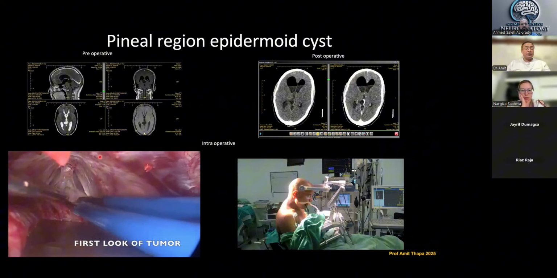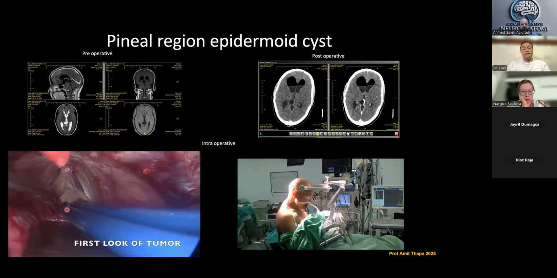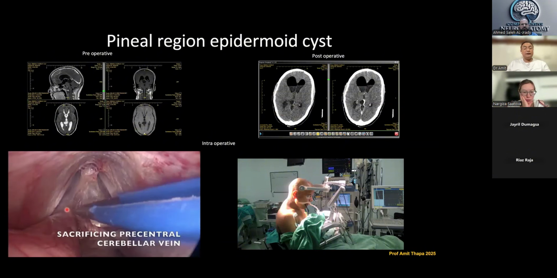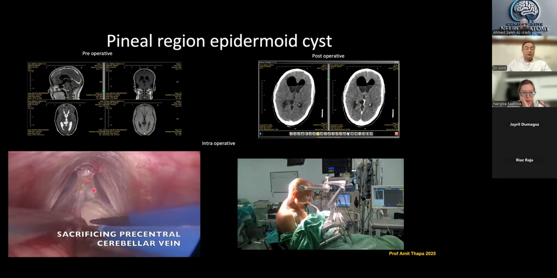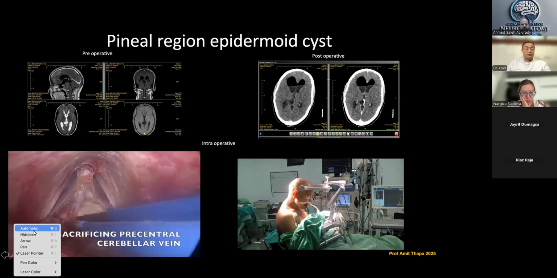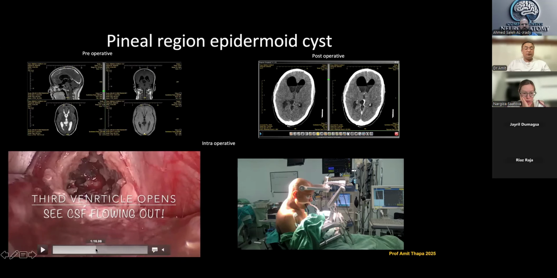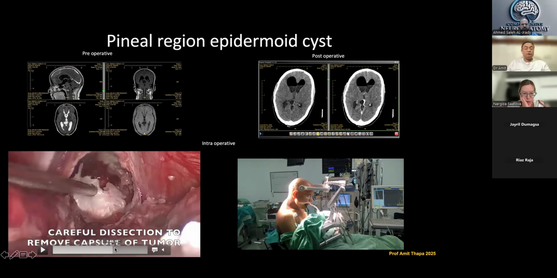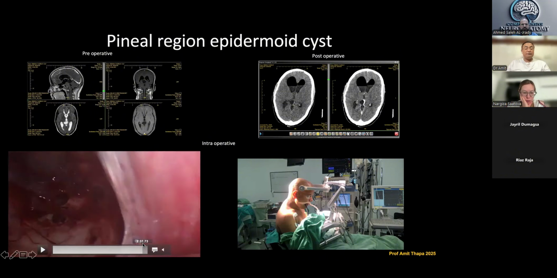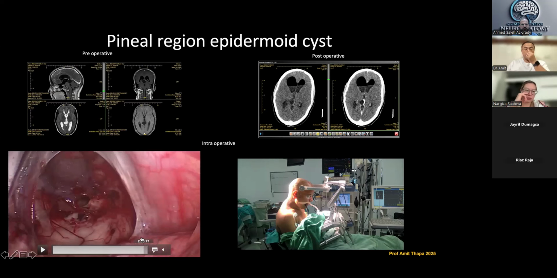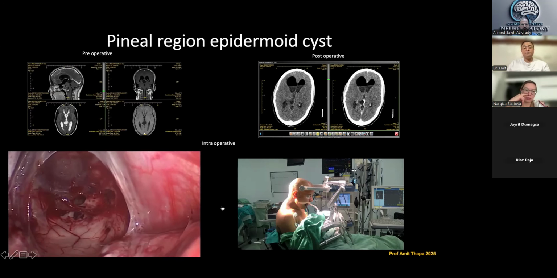So this is a small operative video of an endoscopically conducted surgery where we have removed the pineal gland epidermoid cyst. After sacrificing the precentral cerebellar vein, the whole cerebellum can be pushed down, and then we can have good access to the tumor. Just for the sake of time, I'm trying to move that further. So you can remove the whole tumor very fast. You remove the capsule of the tumor, and then you have a look completely inside with a 30-degree scope to confirm that the tumor has been completely removed.